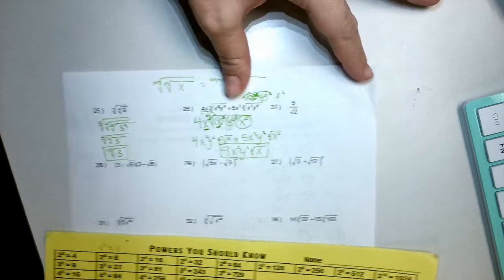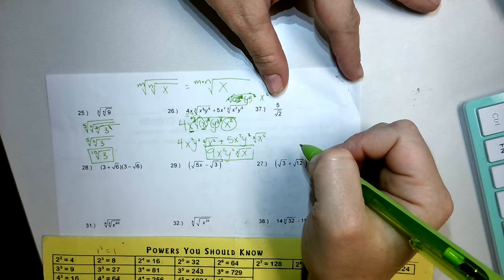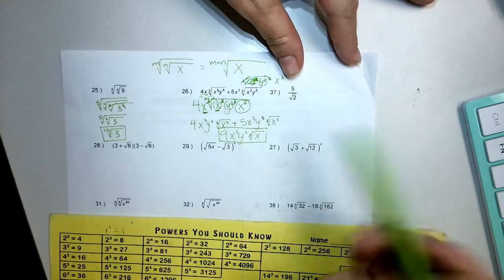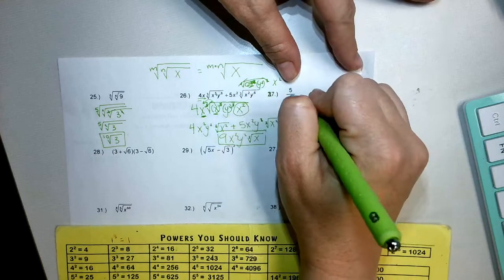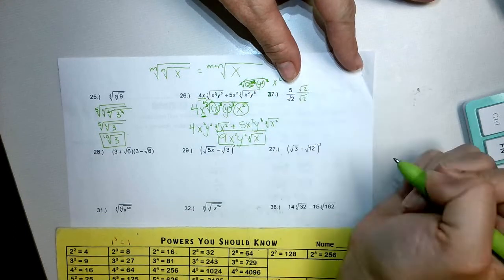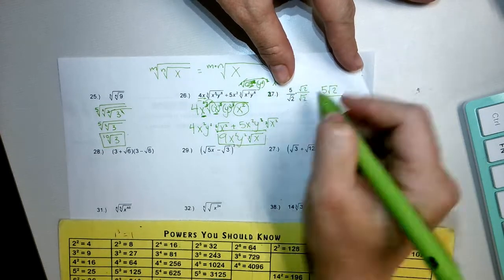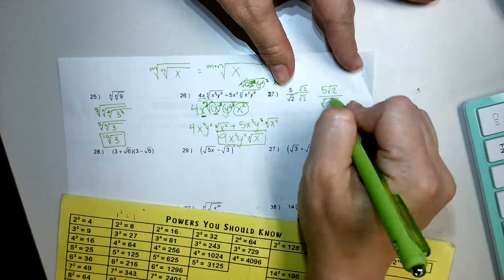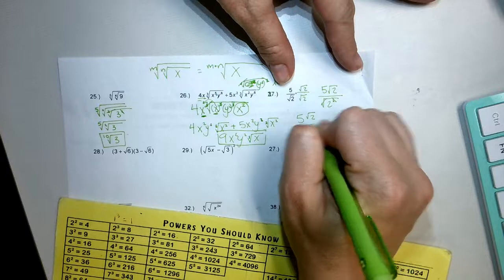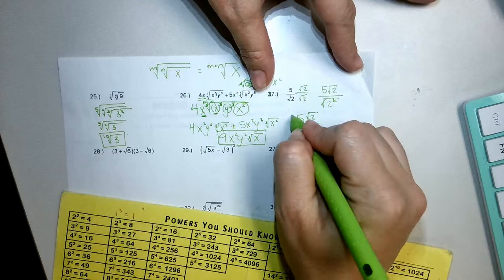Okay, so let's look at 37. What's wrong with this one? There's a root on the bottom. It should be 27. My bad, y'all. Okay, so I'm going to multiply by root 2. What I do to the bottom, I have to do to the top. Okay, and this becomes 5 root 2 over, well, doesn't this become square root of 2 squared? Isn't that 2 twice? Square root cancels the squared, and I get 5 root 2 over 2. Does that simplify 5 over 2? No, so that's my answer.